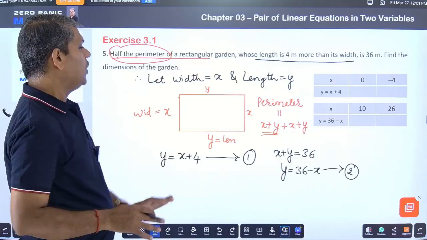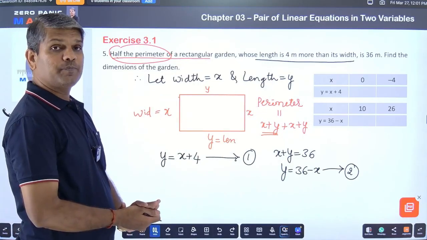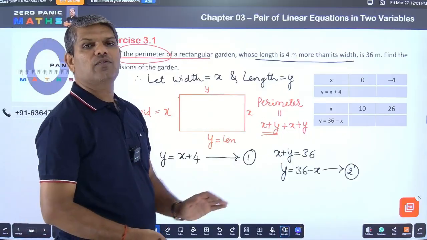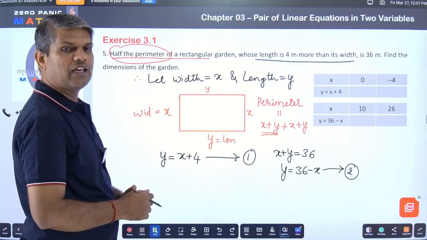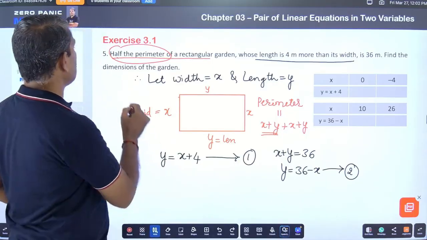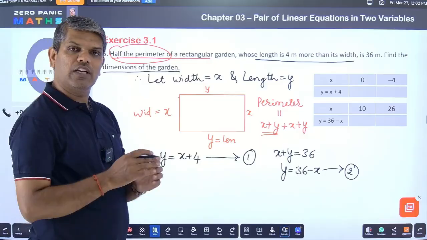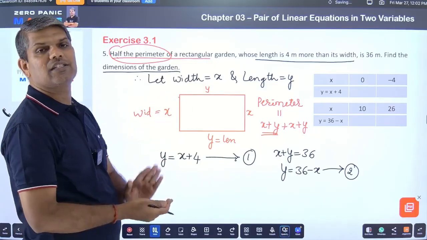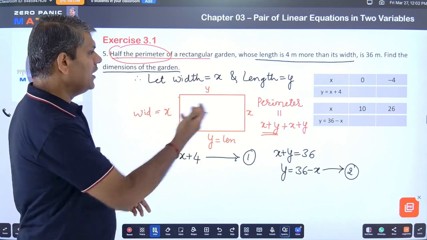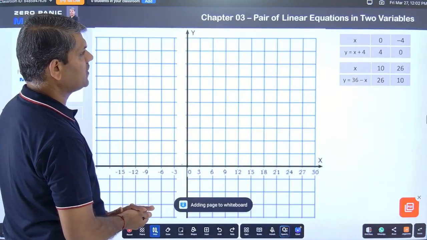Understood this? Now let us put some values into it and identify the coordinates of the two lines to be plotted onto the graph. Then what was required is finding out the dimensions of the garden. Dimensions of the garden are width and length, so that is x comma y. Let us draw the graph first.